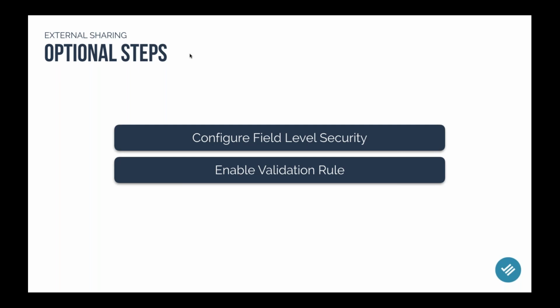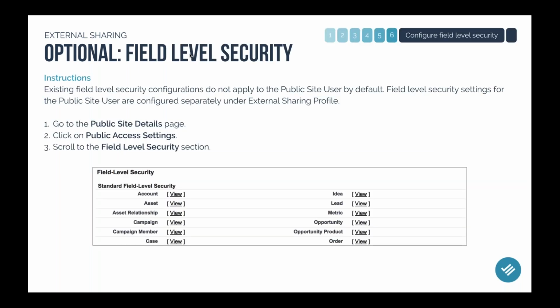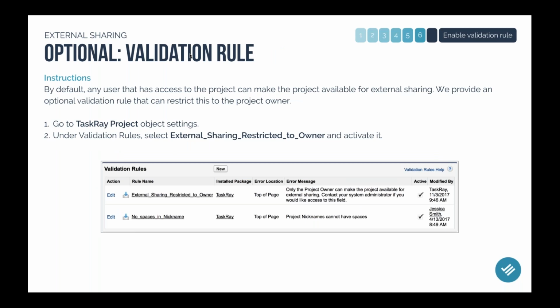We also provide a validation rule, and that validation rule allows you to lock down who can share projects. So the validation rule will restrict it to project owner. So that means that only the project owner would be able to check that available for external sharing checkbox to make that project available. By default, anyone can do it, but you can activate this validation rule if you want an extra level of security around that.